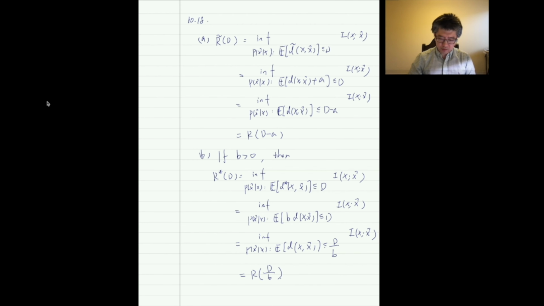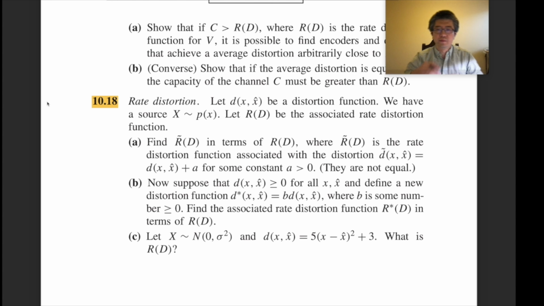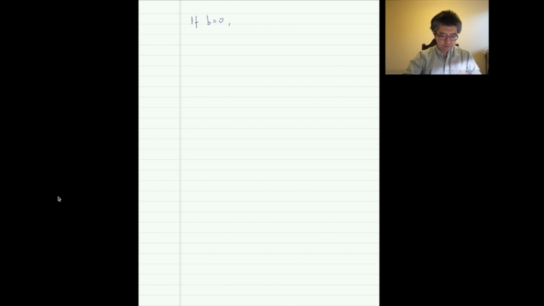And next, when B is 0, so B is 0 means what? Meaning that no matter what, the distortion is 0, therefore R is 0. Okay, we don't need to transmit anything. So, okay, in this case, this equals 0 no matter what, therefore R star(D) will just equal 0. Okay, very good. Okay, great. So now with A and B, let's solve for C.